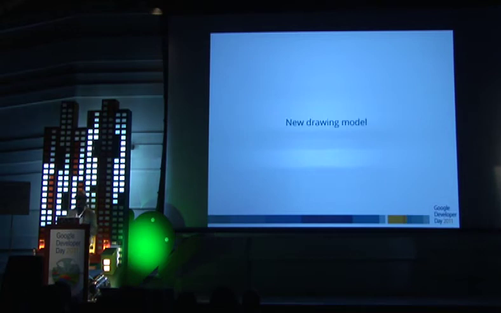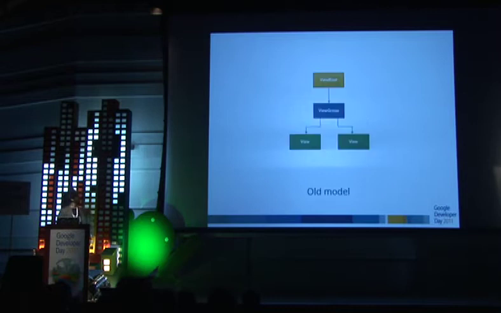So let's talk a little bit about what the new drawing model looks like. It's still an immediate mode drawing model, but it uses a special kind of caching. So the old model looks like this. Basically, you have your view root, and that ends up calling a group, which calls down into the individual views. And those views are asked to render themselves.